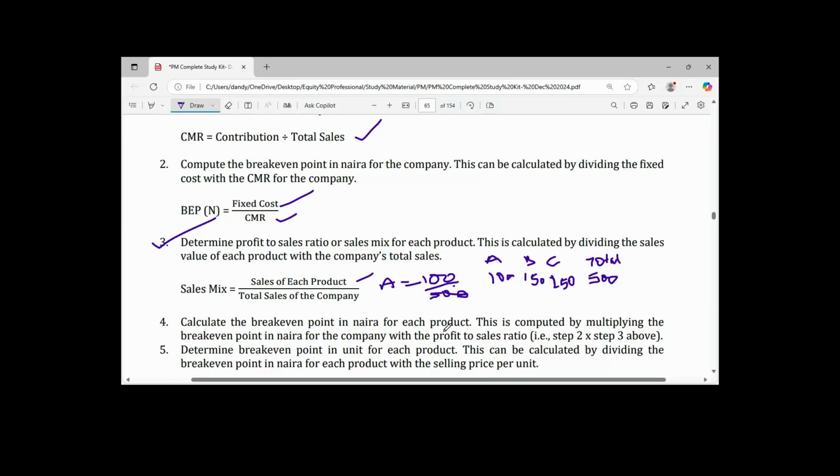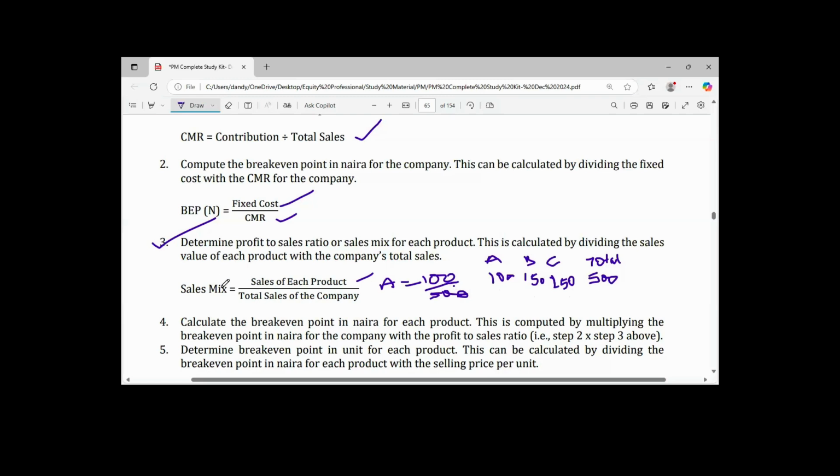You do the same thing for B. 150 divided by 500. Whatever you have, you put it down. You do the same for C. 250 divided by 500. That will be 50%. So that's how you are going to get the sales mix, or profit to sales ratio.